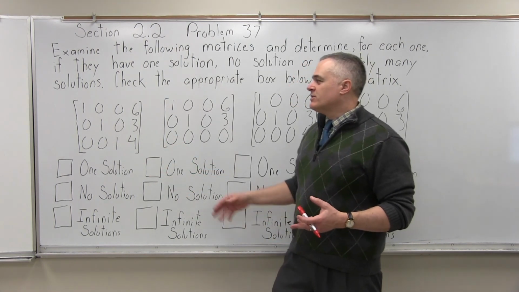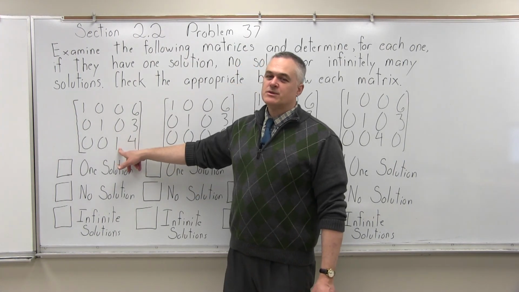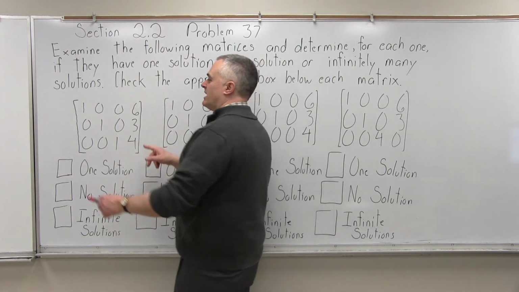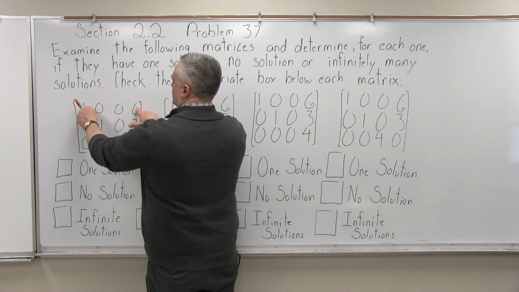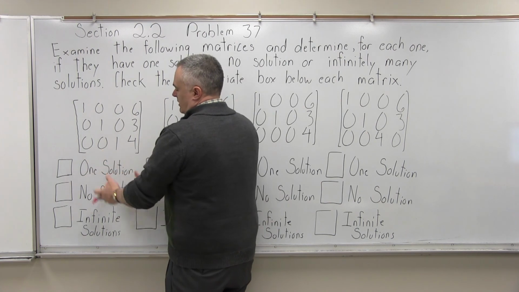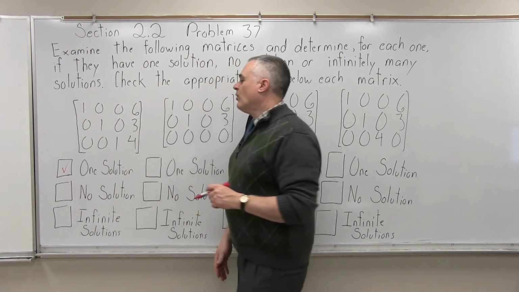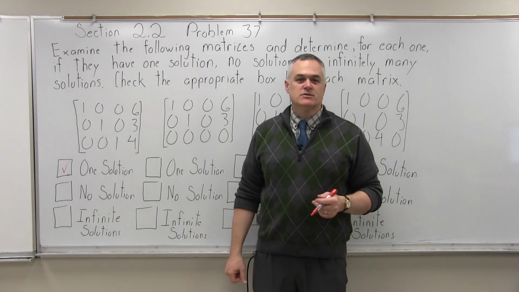So look at the first one. You've got your 1s and 0s. If you look at the bottom row, this one has one solution. And specifically, that one solution is x equals 6, y equals 3, z equals 4. So of my options, one solution, no solution, infinitely many solutions, the one solution is the correct box to choose.